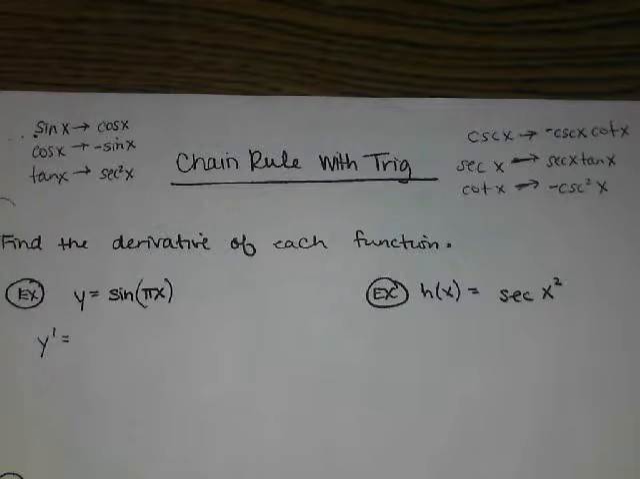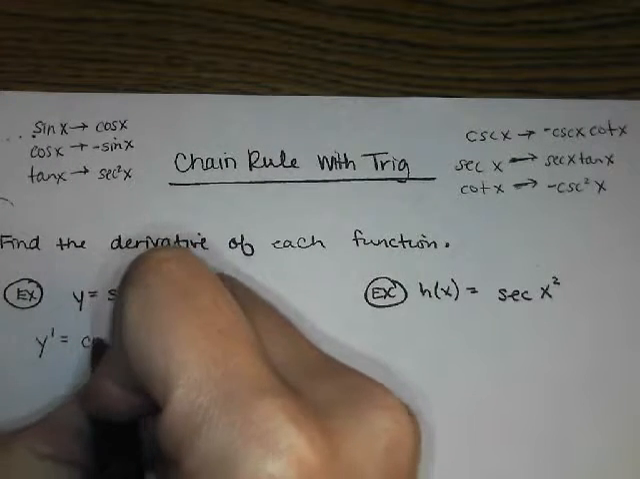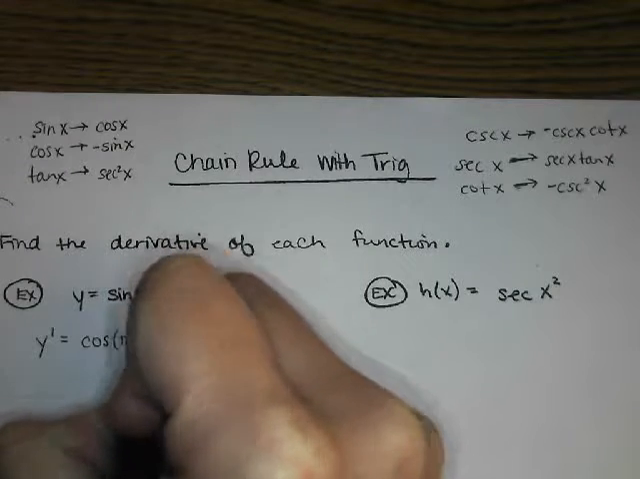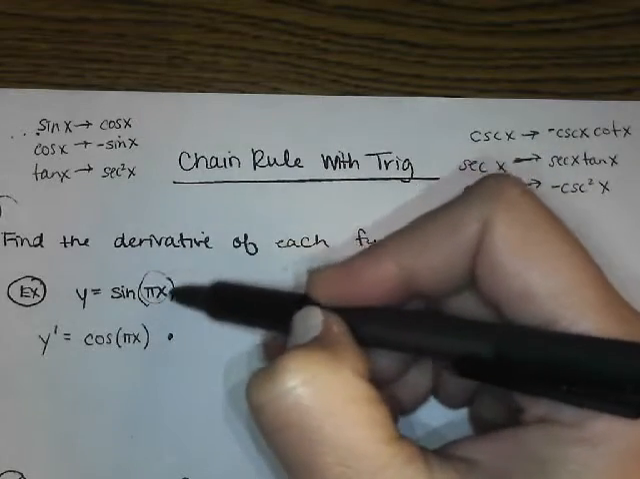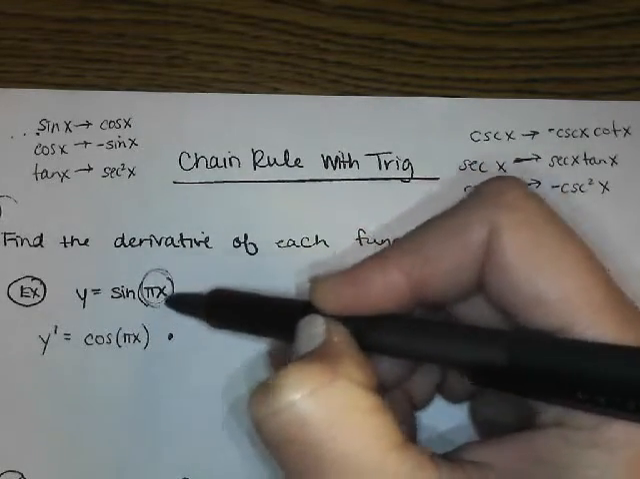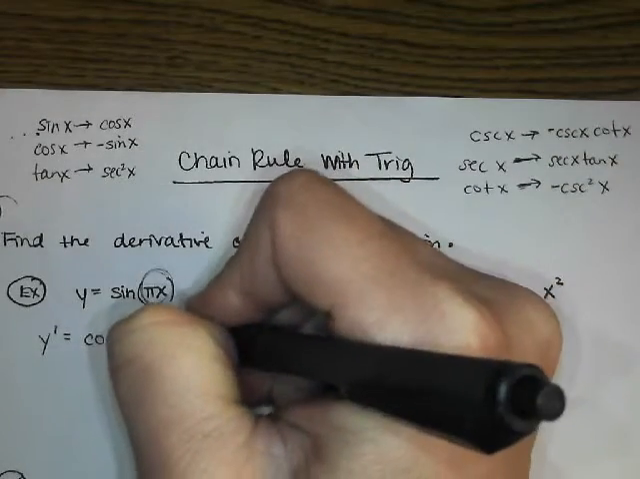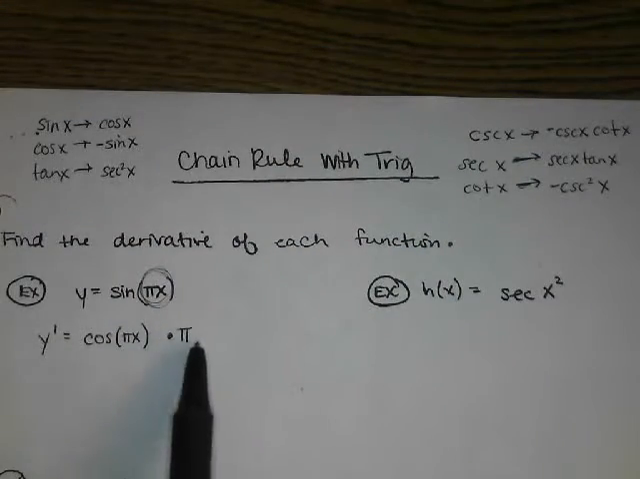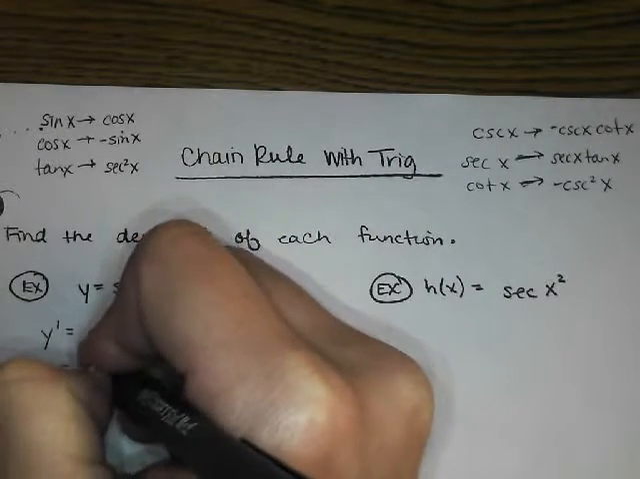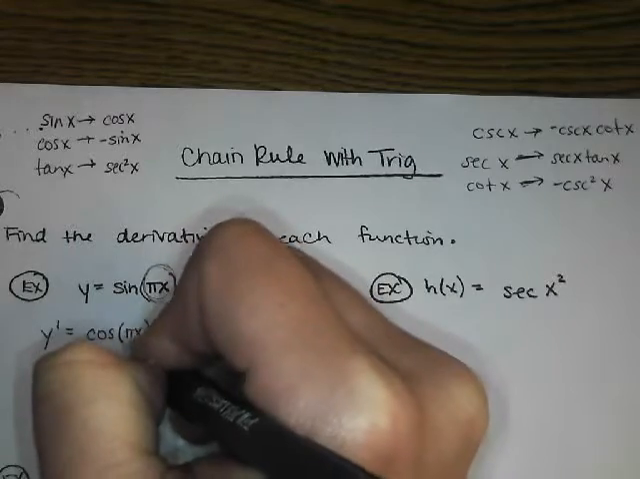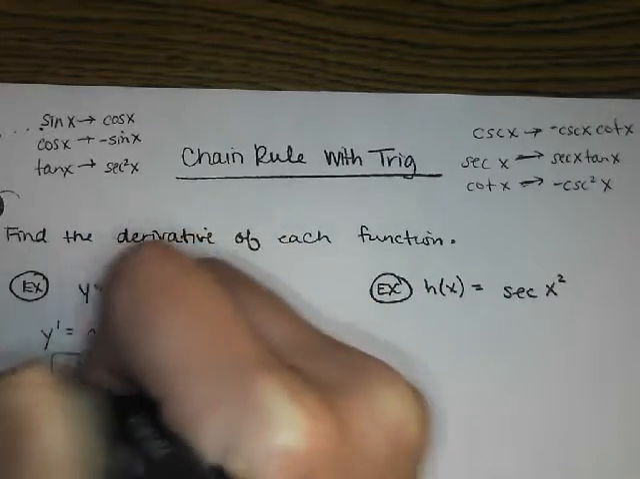So the derivative of sine is cosine, so that'll be the cosine of pi x. But then we have to multiply that by the derivative of what's inside again. Okay? So what's the derivative of pi x? Pi. Good. And oftentimes when you clean that up, especially if that's a constant, that's going to be more appropriately written out in front. So pi times the cosine of pi x is your final answer.